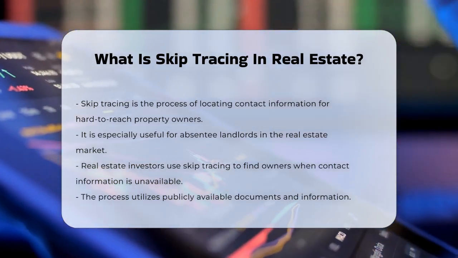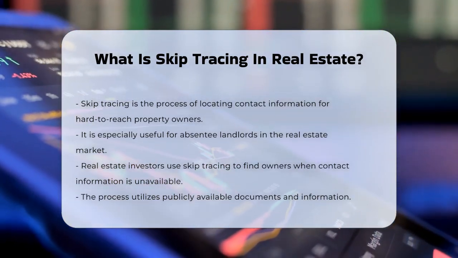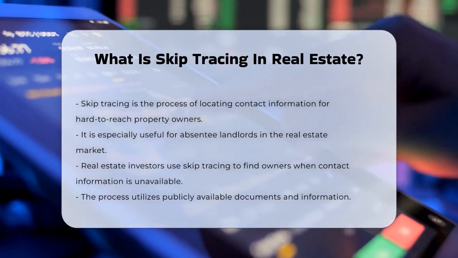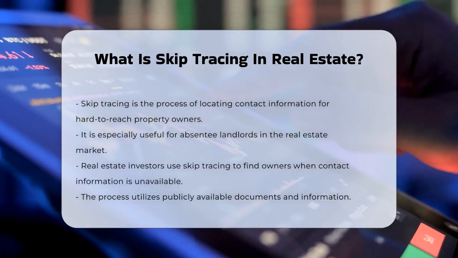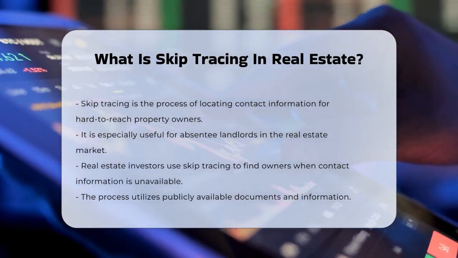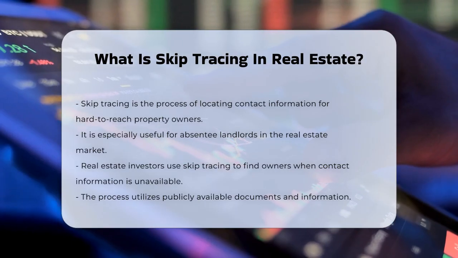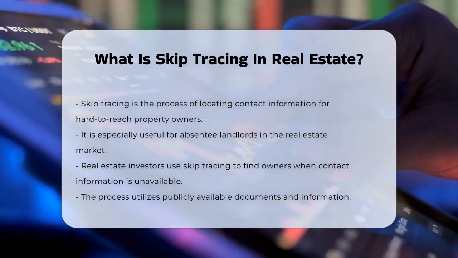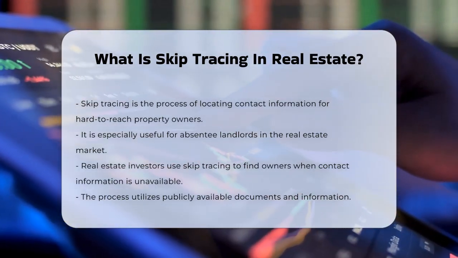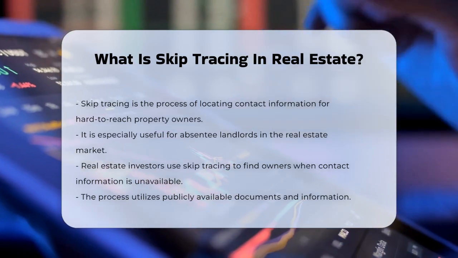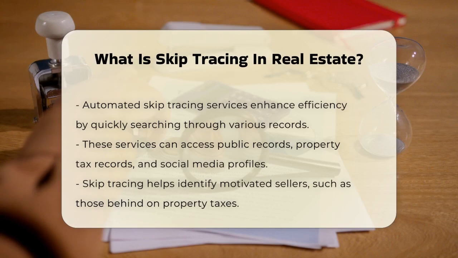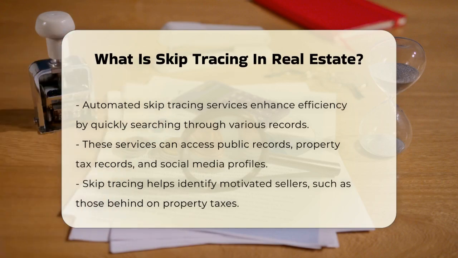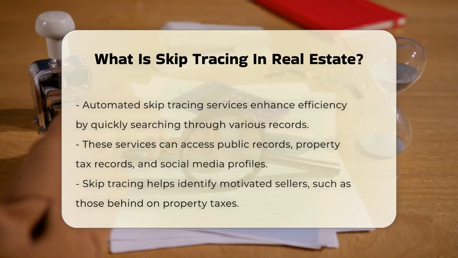Imagine you're a real estate investor looking to buy a property, but you can't find any contact information for the owner. That's where skip tracing comes in. It involves using publicly available documents and information to identify and locate these property owners. This process can be manual, but it's often more efficient to use automated skip tracing services. These services can quickly search through public records, property tax records, and even social media profiles to find the owner's contact details, such as their mailing address, phone number, and email.